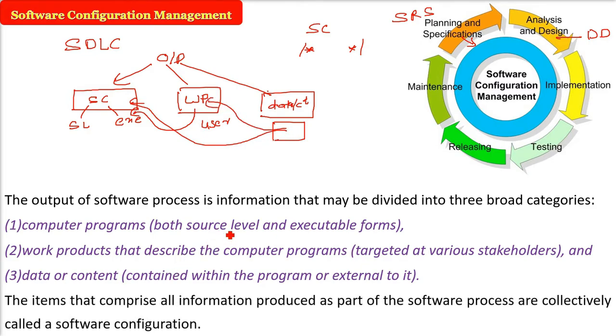So the items that encompass all information produced as a part of the software process. Software process means software development lifecycle phases. They are collectively called a software configuration. Okay, so the way to actually manage them, control them, this is the way, or mainly the changes. You are controlling and managing the changes in all these work product categories. So which version is coming when, what changes have been done, who has done the change, what has been delivered to the user, what is accessible to you. This is software configuration.